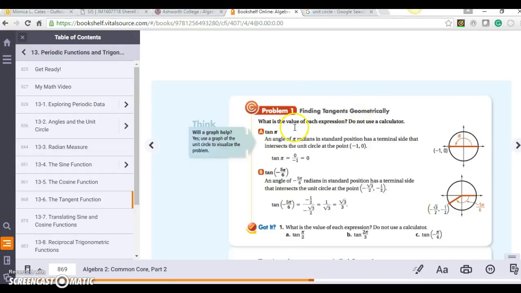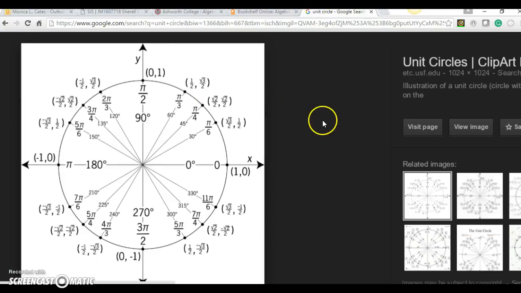Alright, so let's take a look at problem 1. Finding tangents geometrically. It says, what is the value of each expression? Do not use a calculator. So I'm going to be honest with you, I don't feel like they've given us enough information here. I like to use the unit circle. And so here's a picture of the unit circle. I just Googled the unit circle, and this image came up. It was actually a whole bunch of images, and I just made this one larger.